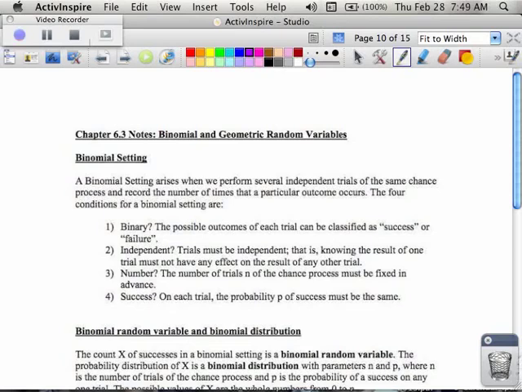On binomial and geometric random variables. And kind of the weird thing is they're very similar, but there's a difference in between the two that makes it easy to distinguish.